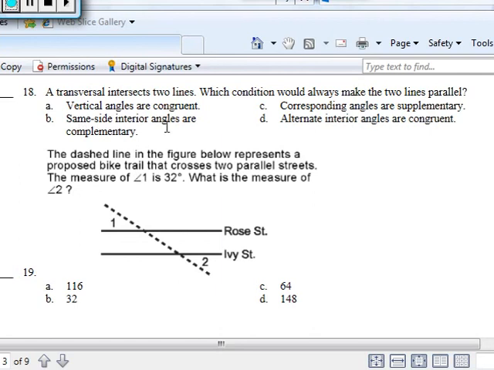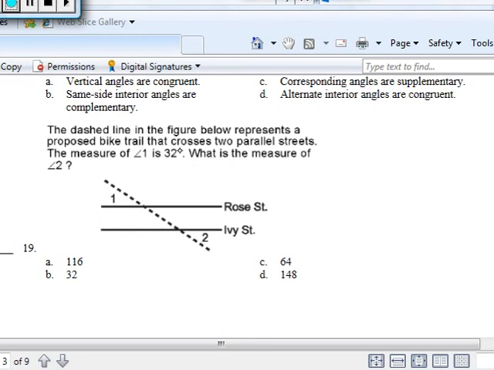If same side interior angles are complementary, does it make two lines parallel? Change that word complementary. That should be supplementary. Then that would be correct. Same side interior angles must be supplementary, so no, that's not true. Would corresponding angles have to be supplementary? Corresponding angles would have to be congruent. Alternate interior angles would have to be congruent. True. That would be D there.